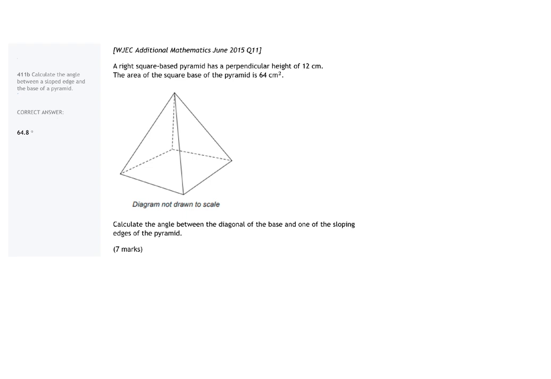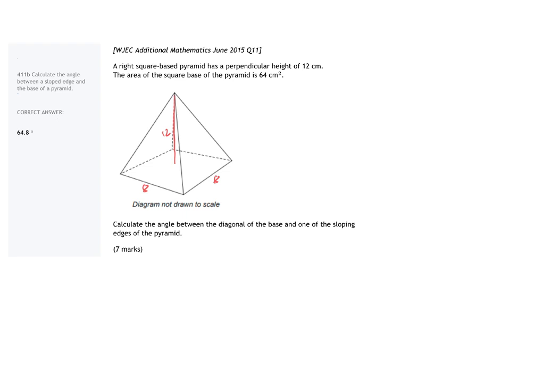So the measurements are: the perpendicular height is 12. The perpendicular height is going to be something like this, coming down here to the middle, and that distance is 12. And we know the area is 64, so the length of the side must be 8 centimeters, because 8 eights is 64, so I can just write that on there. I'm not putting centimeters because that's just the units I will be using, the same units throughout.